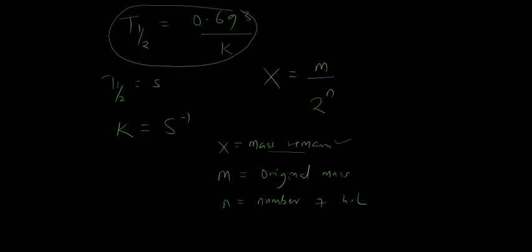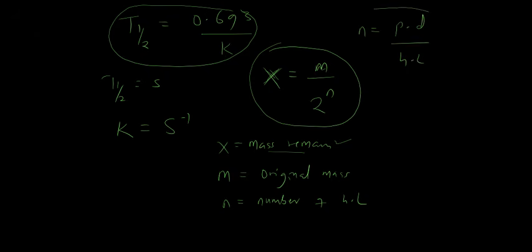Wannan is very important. Sannan kuma wannan X ɗin nan gashi, X ɗin nan na ce mana is the mass that remains, wannan M ɗin original mass, then 2 all over 2 power n. Wannan n ɗin na ce is the number of half life. Sannan kuma wannan n ɗin zamu iya cewa is equals to period of decay all over half life. Wannan formula sun so a rubuta su za su yi amfani sosai. Period of decay all over half life.